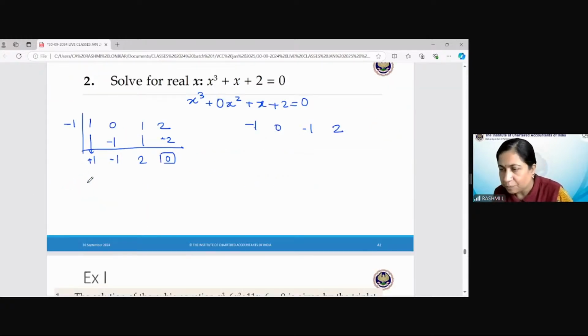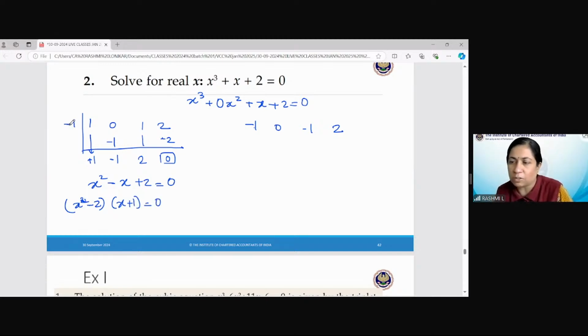Now next, this is x square minus x plus 2 is equal to 0. So what are the factors? 2 and 1. So this is x minus 2 into x plus 1 is equal to 0. And x minus 1, x minus 2 and x plus 1, these are the three factors.